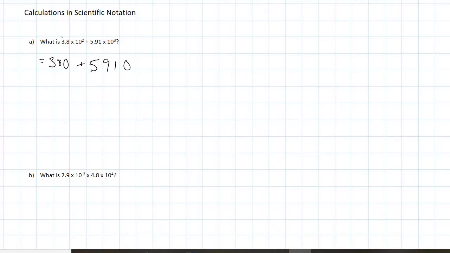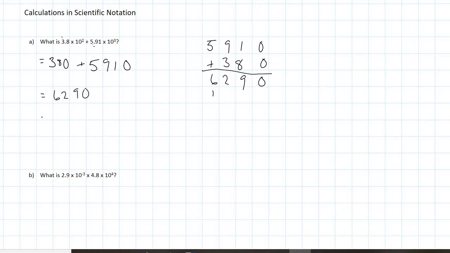So I'm going to have 5,910, just fitting in that 91 right next to it, and we need a little placeholder 0 there. Okay, and now I can just do a chimney sum. 5910, add on 380, and I'm getting 0, 0, 0, 1 and 8 is 9, 9 and 3 is 12, 1 and 5 is 6, 6, 2, 9, 0.